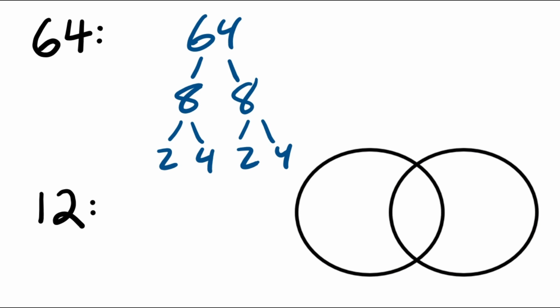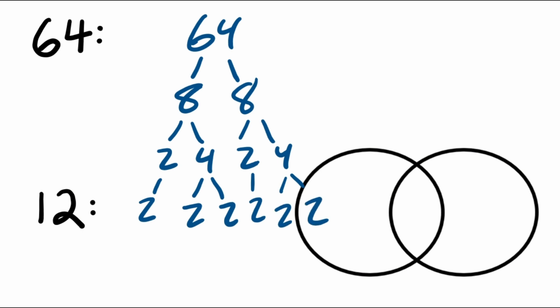But we still need to continue to break this apart. 2 is prime, so we can carry that down. 4 is composite, so we'll break that apart into 2 times 2. 2 is prime, so we'll carry that down. And then 4 is composite, so we will break that apart into 2 times 2. Now, that should be all the prime factors of 64. There's a lot of 2s. Check this out. 2 times 2 is 4, times 2 is 8, times 2 is 16, times 2 is 32, times 2 is 64.